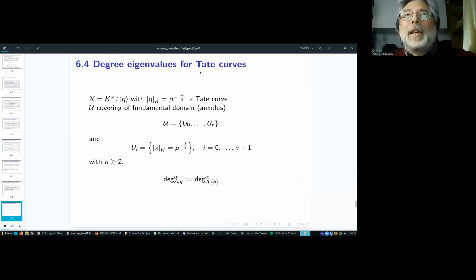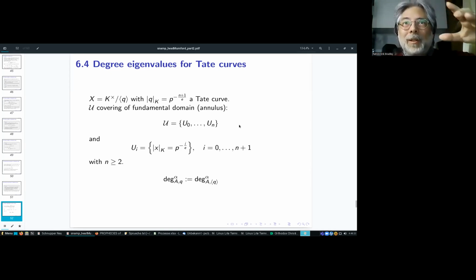An example is the case of Tate curves. These are genus 1 curves, and they're always of the form k times modulo a cyclic group generated by Q. Q is a number with p-adic absolute value smaller than 1. In this case, we take p to the power of minus (n plus 1) over e, which you have to have because of k. And this is a Tate curve. And a covering is given by taking the fundamental domain that we're looking at, an annulus, that is, a disk with one hole centered in 0. And the covering is just by circles.